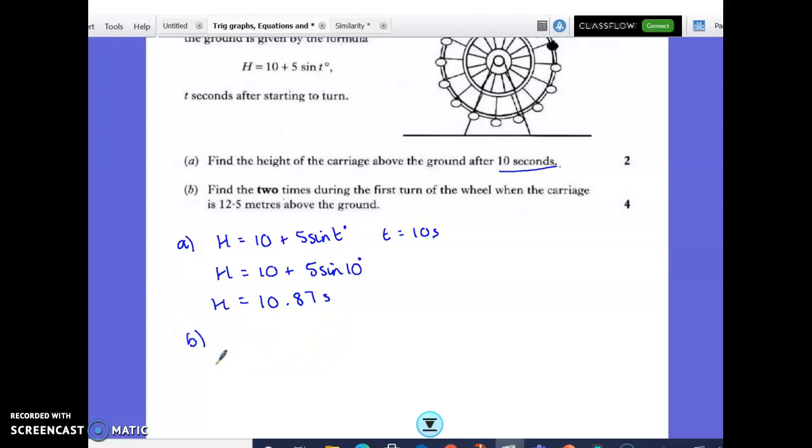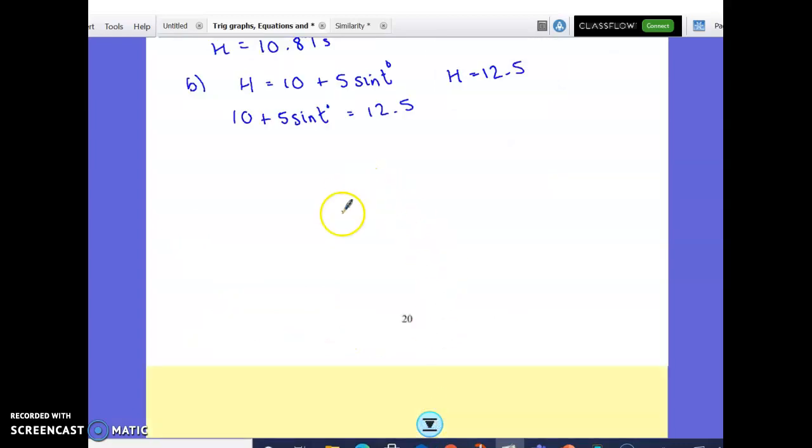And that's in metres. Part B. Find the 2 times during the first turn of the wheel when the carriage is 12.5 metres above the ground. So I've still got my same formula, h equals 10 plus 5 sine t. This time I'm given h. So h equals 12.5. So 10 plus 5 sine t is equal to 12.5. And that gives us a trig equation to solve. Solve this the exact same way as we have all the rest. We just had to do that first bit first of making it equal.